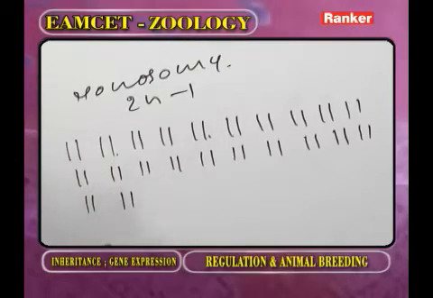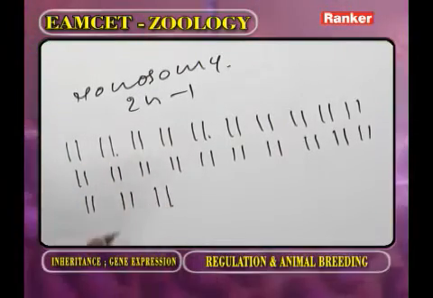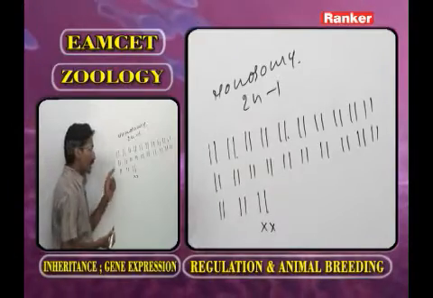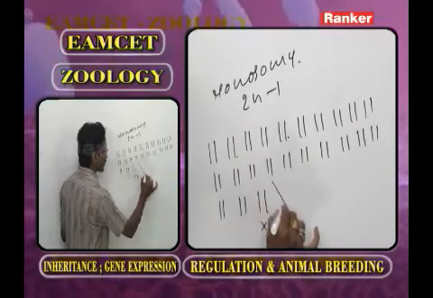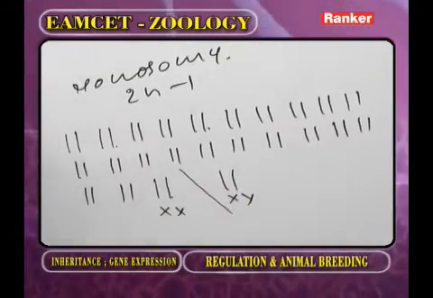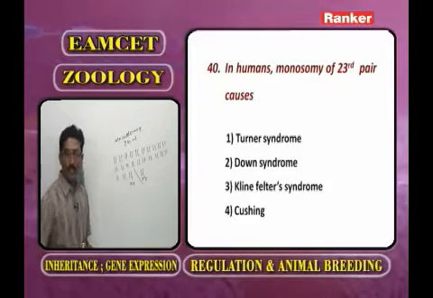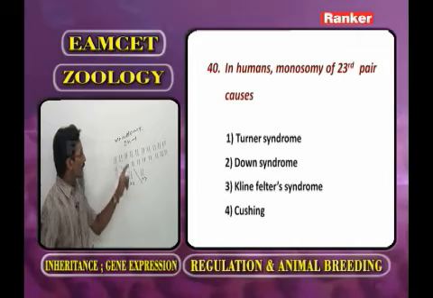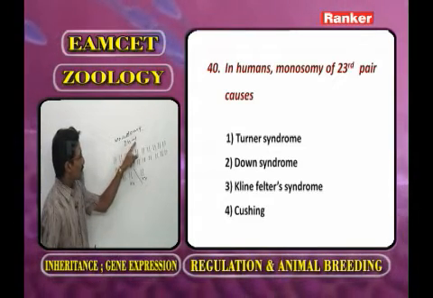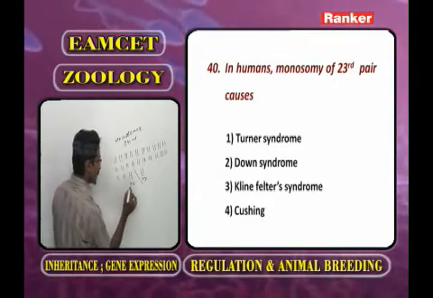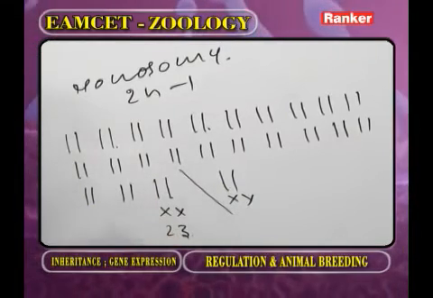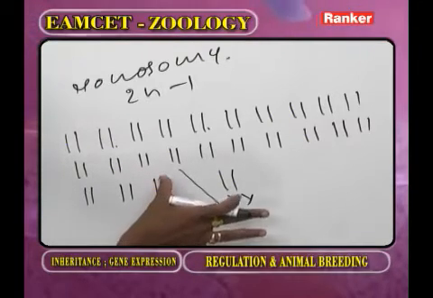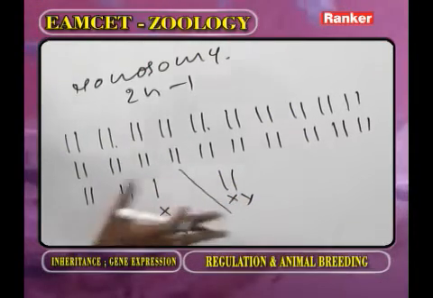So 22 pairs are autosomes, and for example, if this is female, the 23rd pair is XX. If it is the male, the 23rd pair is XY. Here what they are asking, in human beings, monosomy of the 23rd pair. Monosomy means from the diploid chromosomes, one chromosome is removed. Here this is the 23rd pair. In the 23rd pair, XX chromosomes are present. Now you remove one chromosome.